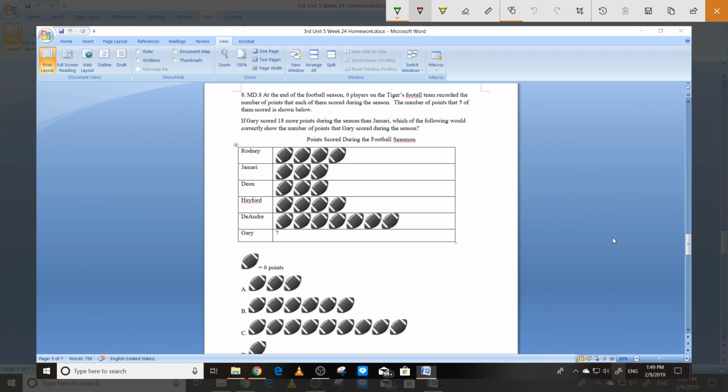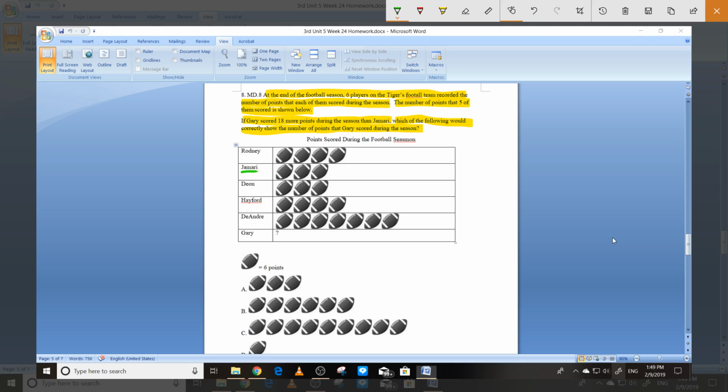Number 8 says, at the end of the football season, 6 players on the Tigers football team recorded the number of points that each of them scored during the season. The number of points that 5 of them scored is shown below. If Gary scored 18 more points during the season than Jamari, which of the following would correctly show the number of points Gary scored during the season? So, where is Jamari? Jamari is right here. So he's got 3 footballs, right? Each one is 6 points.